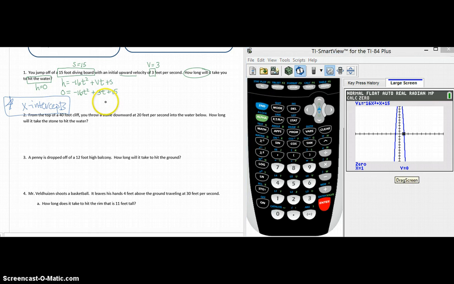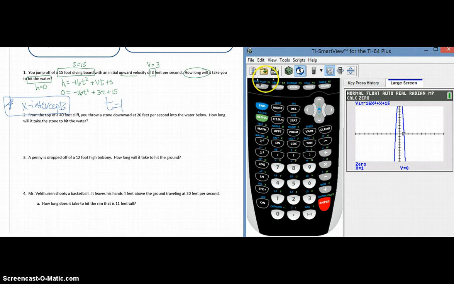That means that t equals 1. Again, I don't really care about this negative x-intercept because I don't need negative time. So how long will it take you to hit the water? 1 second.